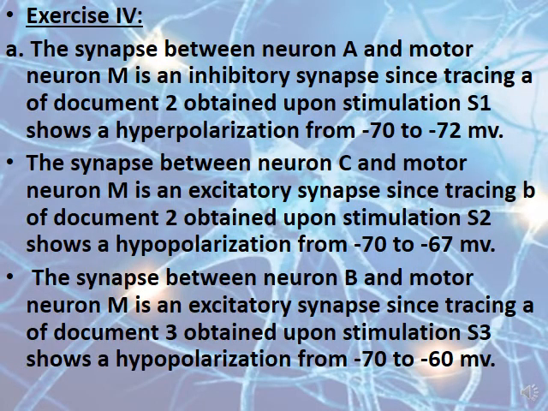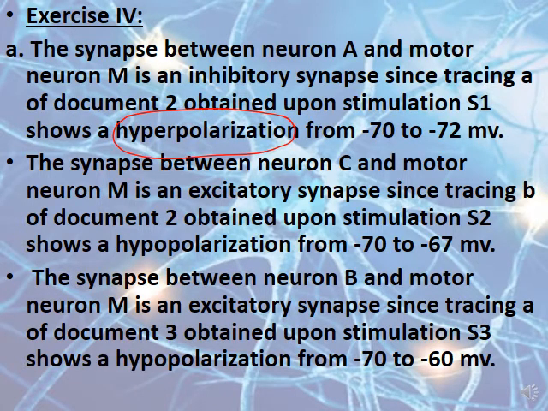So let's move to the solution of exercise 4. As we said, the synapse between neuron A and motor neuron M is an inhibitory synapse, since tracing of document 2 shows upon stimulation S1 a hyperpolarization from minus 70 to minus 72 millivolt.